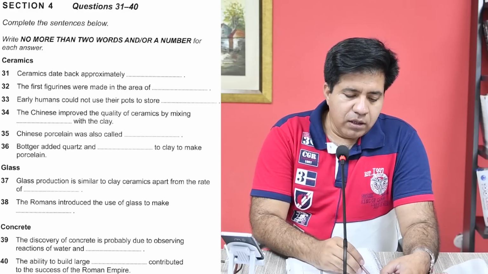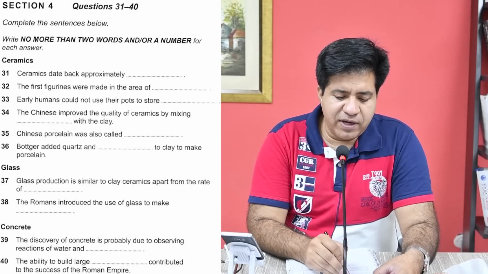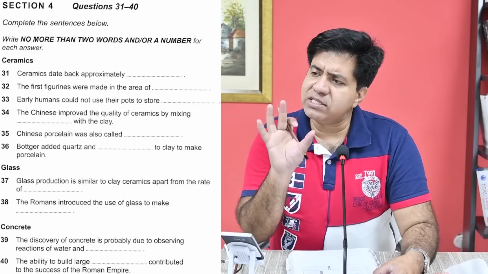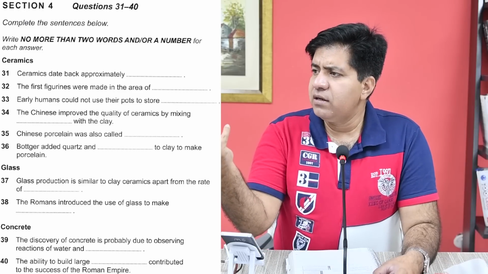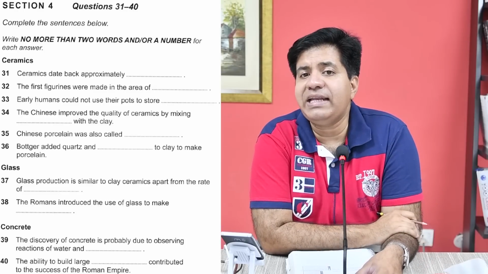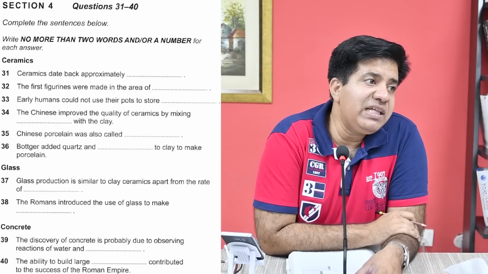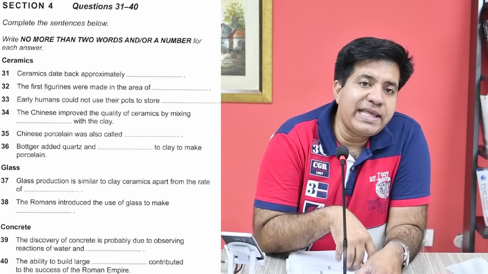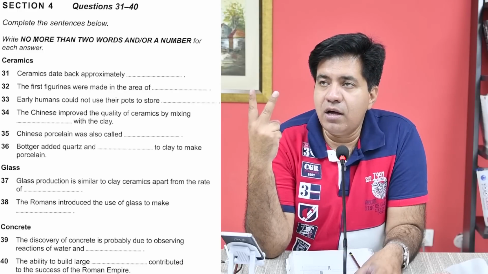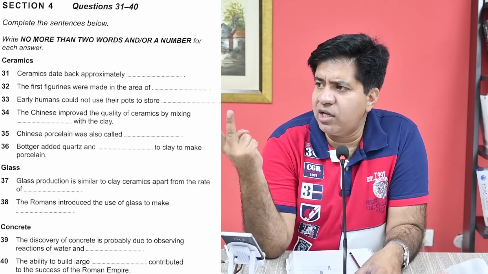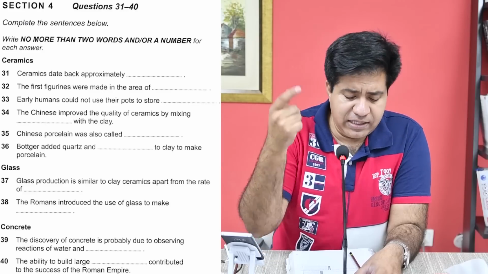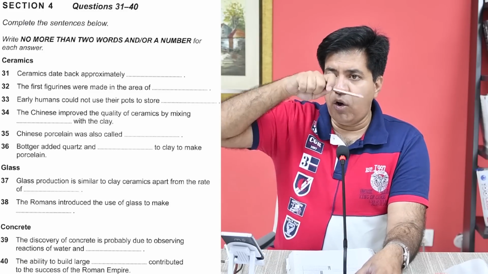Okay. The first figurines were made. If you don't understand what is figurine, don't worry. Take it as a word. Figurine, take it as a figure. The first figure was made in the area of, underline area of. Area of means location. And location can be the city, country, it can be like Asia, Europe, or any other part of the world. What do we call it? Continent, exactly. City, country, or continent.